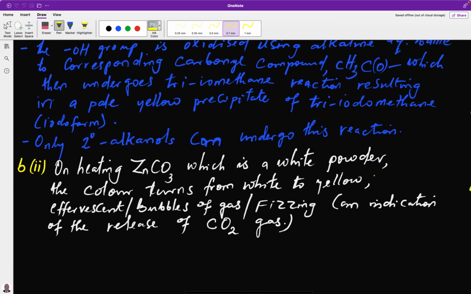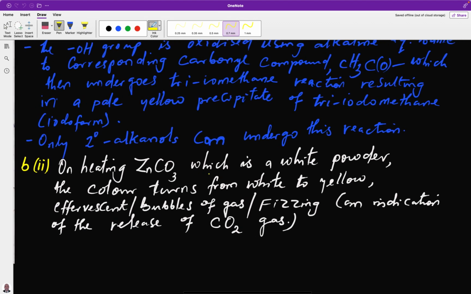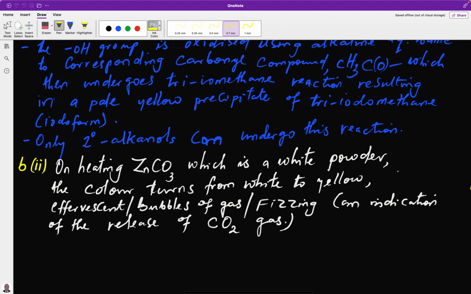Then B2, on heating zinc carbonate, which is a white powder, the color turns from white to yellow. That is just all. A white powder, on heating the white powder, it turns from white to yellow.